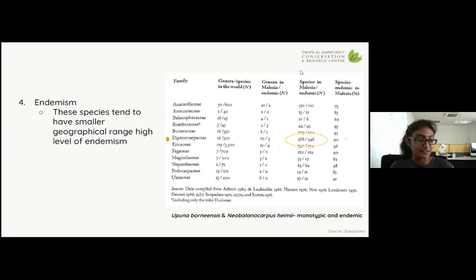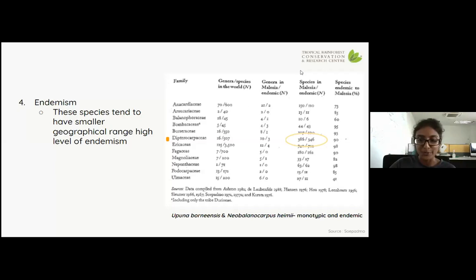And what I would like to explain here is, in Dipterocarpaceae, you have different genera. Here you can see there is Upuna borneensis and Neobalanocarpus hemi. The genus Upuna has only one species, so there's only Upuna borneensis. This means that this genus is monotypic because there are no other species. The same thing happens with Neobalanocarpus. Neobalanocarpus is also monotypic because there is only one species, Neobalanocarpus hemi, or the Chengal tree. Upuna borneensis is endemic to Borneo, so you don't find Upuna borneensis in peninsular Malaysia. Neobalanocarpus hemi is endemic to peninsular Malaysia, so you don't find Neobalanocarpus hemi in Borneo.